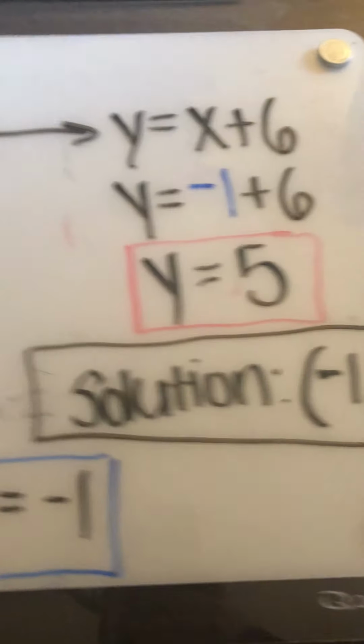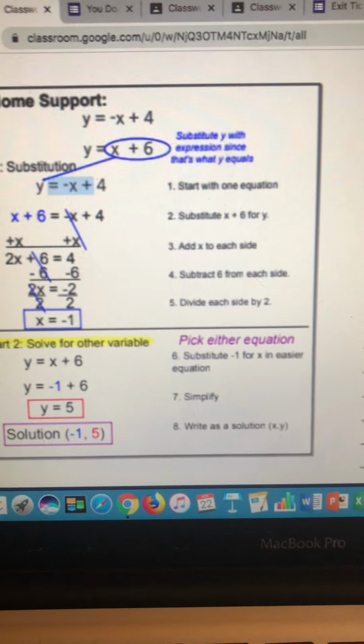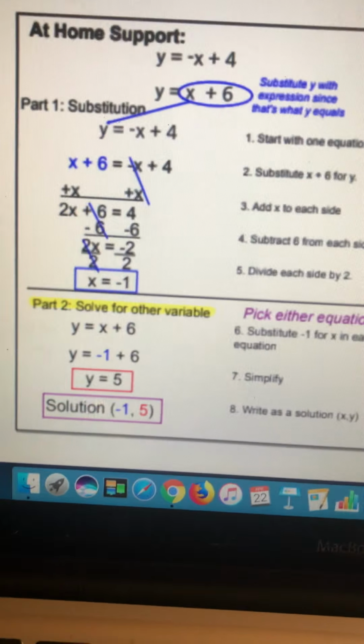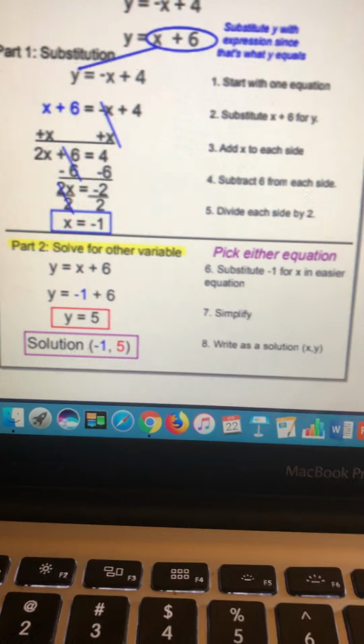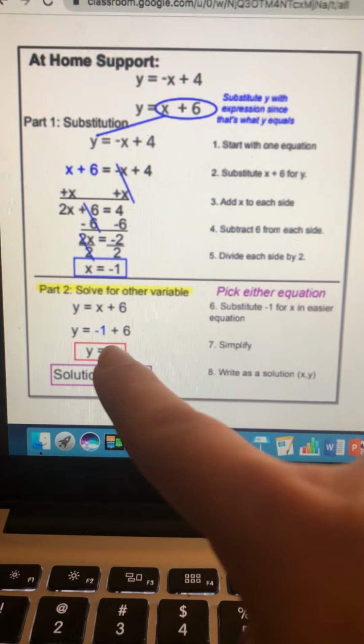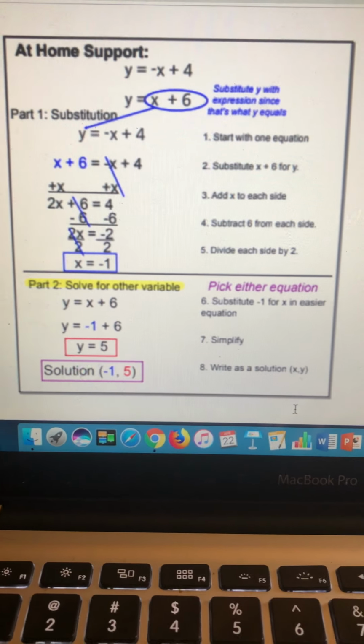Okay, so I'll take you through it one more time. Here was our part 1, right? You substitute that one equation in for y, you solve for x, and then you pick either of the two equations from the system to plug in that value of x to solve for y. And then you write your solution as a point.